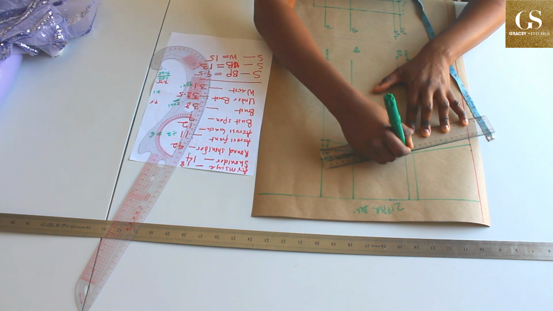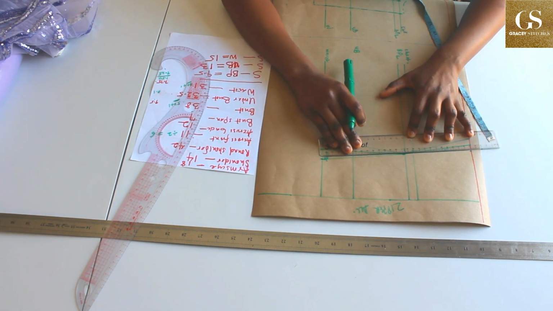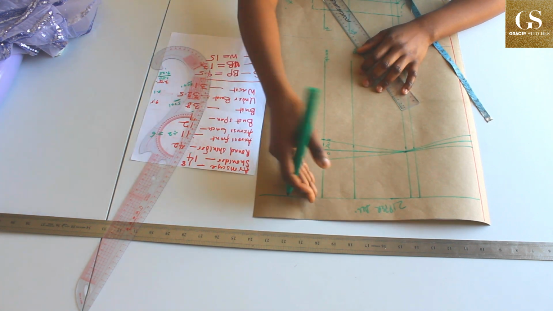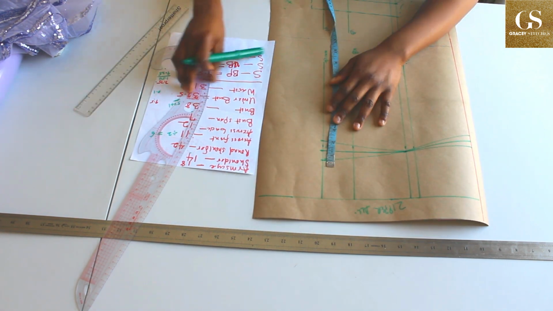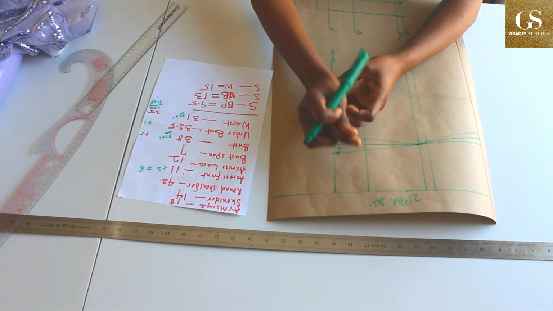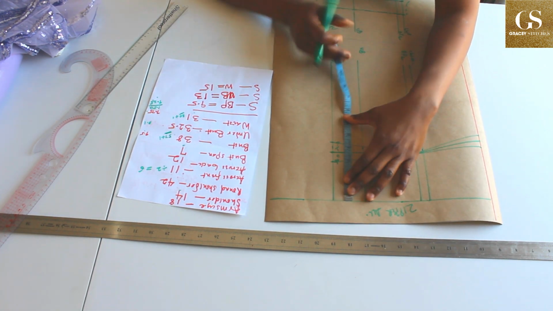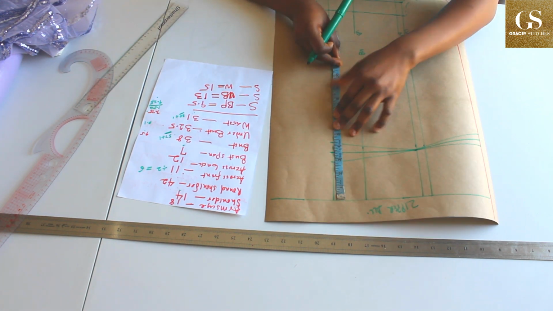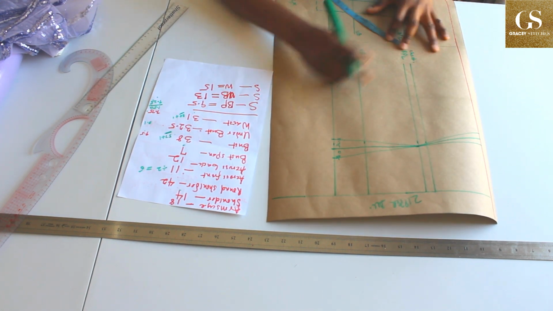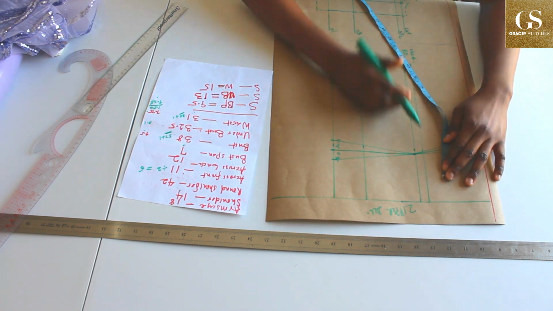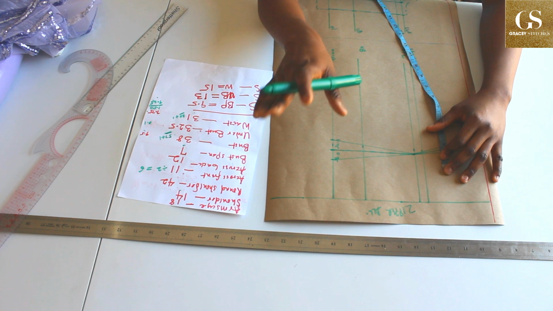So if you would notice, for the back we are not going up or down by 1 inch like we did for the front, because the back does not have a bust. Now to the waist measurement. The waist measurement is 31 divided by 4, that is 7.75, plus 1.5 for the dart that we took, that is 9.25. So I marked 9.25 on the waistline.